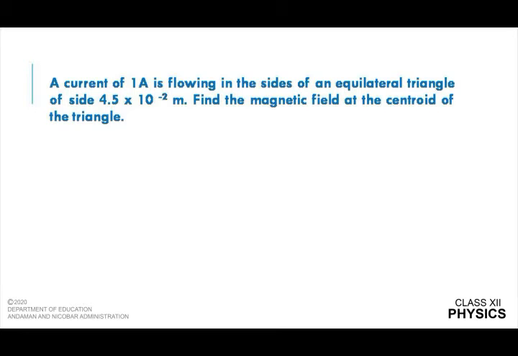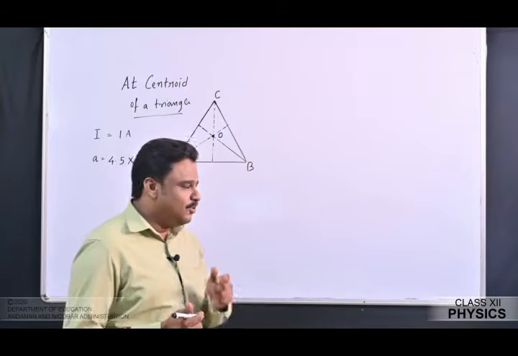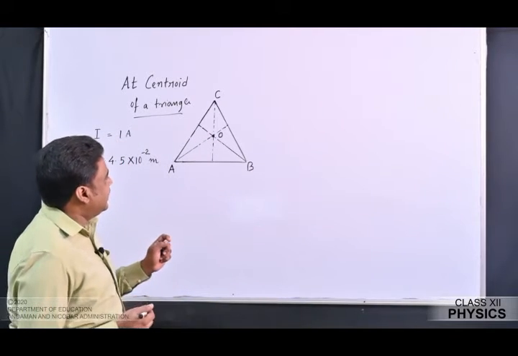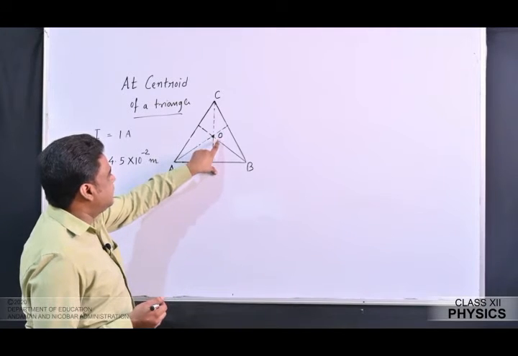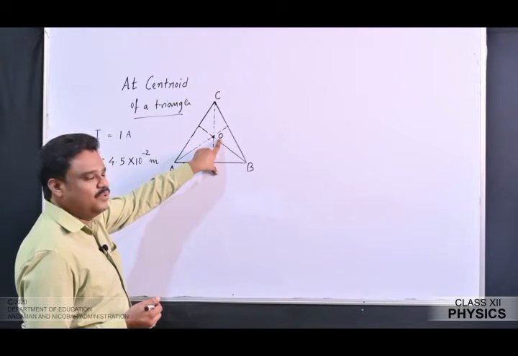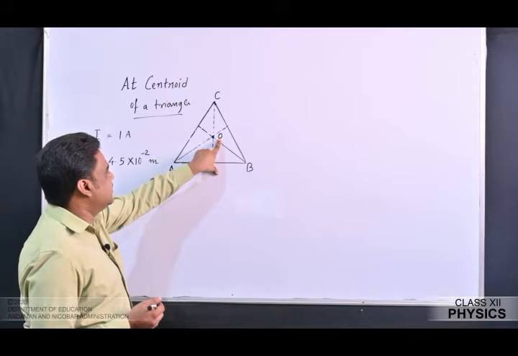Once again I am going to read out: a current of 1 ampere is flowing in the sides of an equilateral triangle of side 4.5 into 10 power minus 2 meter. Find the magnetic field at the centroid of the triangle. So you can focus on the board. You are able to see I had drawn an equilateral triangle ABC. What about the centroid? Centroid of the equilateral triangle is O. We can easily say O represents the centroid.